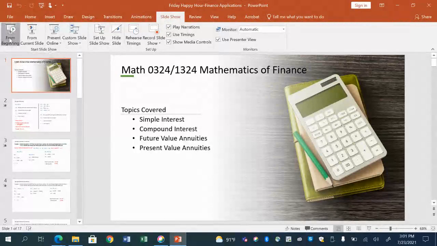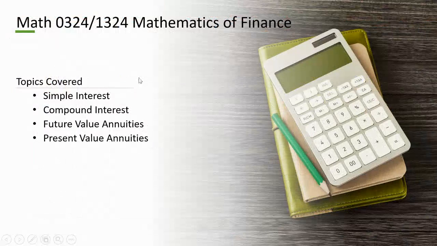Today's presentation is going to be on chapter 5. It's all about finance. We have simple interest for section 5.1, compound interest for section 5.2, future value annuities for section 5.3, and present value annuities for section 5.4.